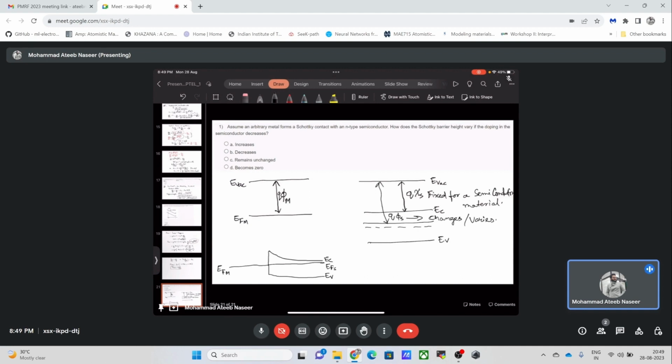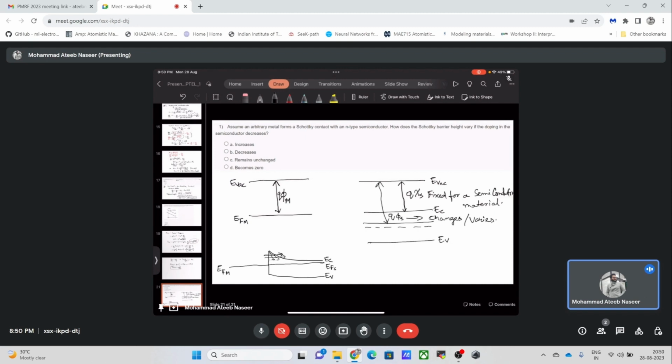Now this triangular barrier that you are seeing over here changes with the doping. If we dope the material more, this will shrink and continue to shrink, as a result of which there will be tunneling of the carriers. The more densely doped the semiconductor is, the steeper the slope of this triangle will be, as a result of which the tunneling will be more.